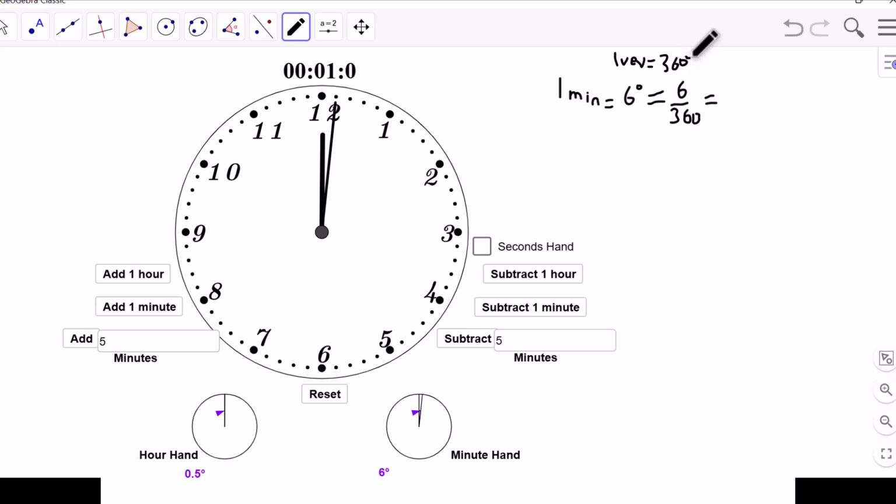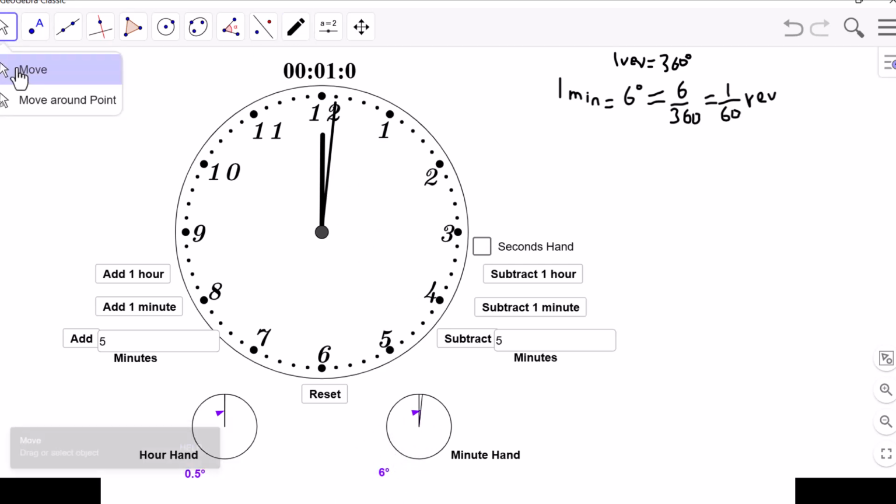That is the ratio. If I reduce this to the smallest, it will give us 1 over 60. So 1 over 60 revolution. So 1 minute will turn 1 over 60 revolution, that is REV, which is 6 degrees. Take note of that. That's what this clock is trying to demonstrate here.